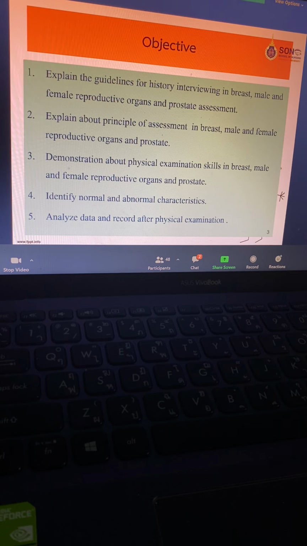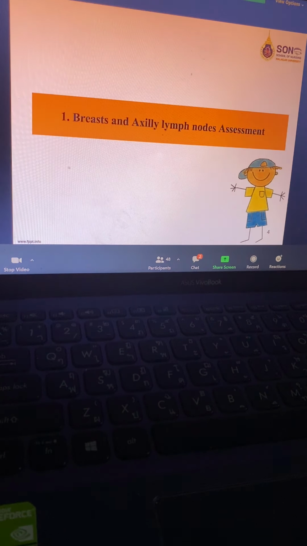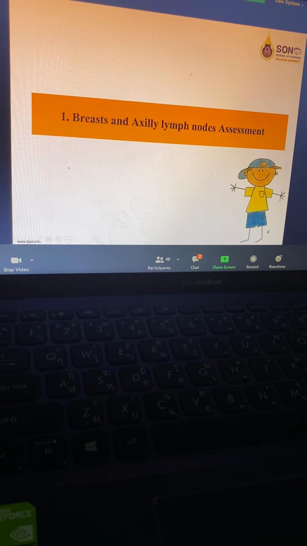And fourth, when you have the skill of physical examination in each organ, this is an important point: you can identify normal and abnormal characteristics in each organ. And finally, if you can identify abnormal or normal characteristics, you can analyze data and record after physical examination. So you have about 5 objectives after learning with me for about 2 hours. Okay, the first one I will talk about breast and axillary lymph node assessment.